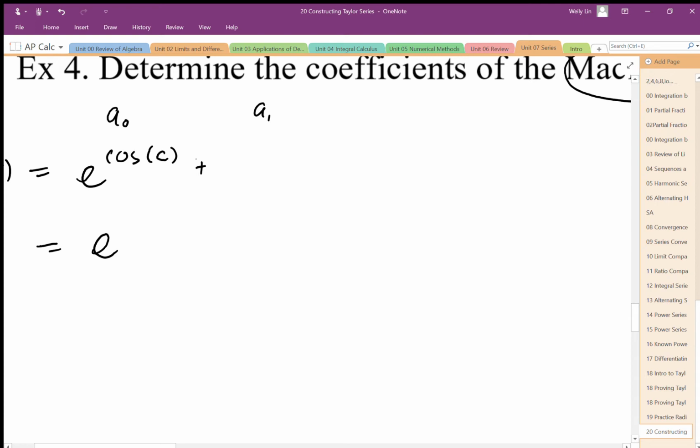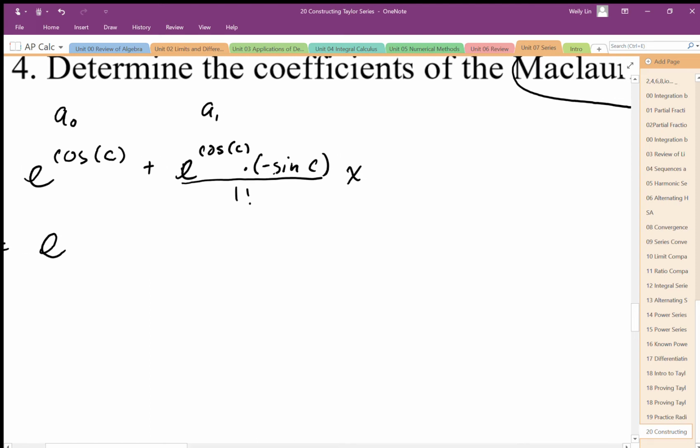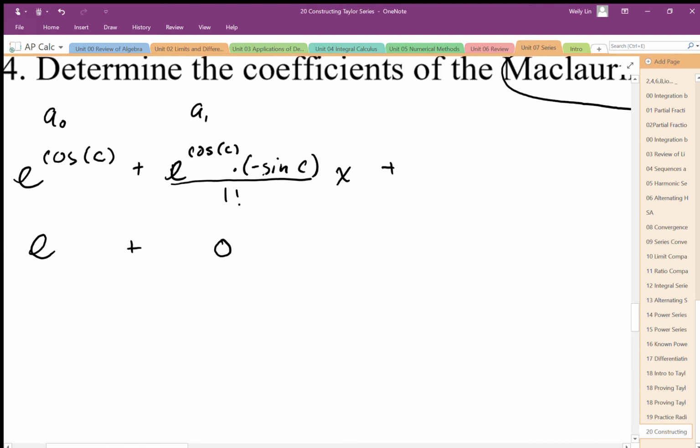So this will involve the first derivative of this. So this is going to be e to the cosine of c, and then we need to apply the chain rule. So negative sine of c. Okay, so we've differentiated the first term. We probably should divide by 1 factorial just so that we remember that it's there. And then we have our power series part, which is x. So then evaluating this part here, cosine of 0 is 1, e to the 1, sine 0 is 0, so we end up with this term being 0. Okay, so that kind of just disappears.